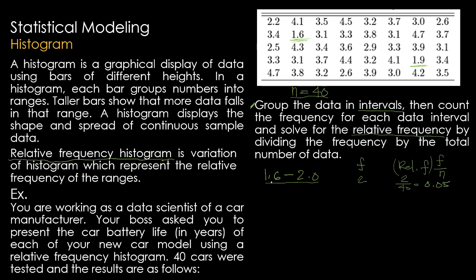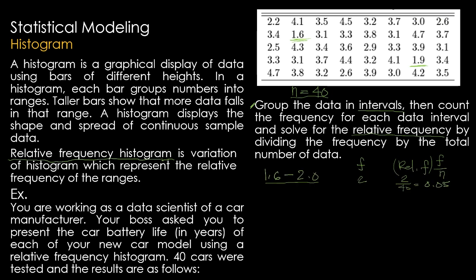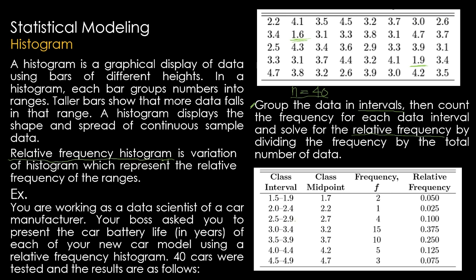0.05. So this is just only for a certain range. This is just for one range now. Now you need to continue up to the highest value of your data. So this is the table right here.